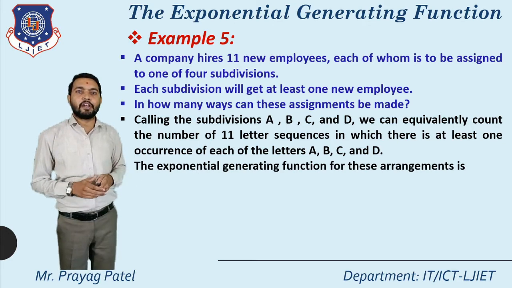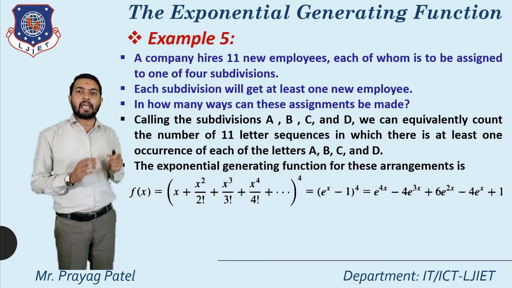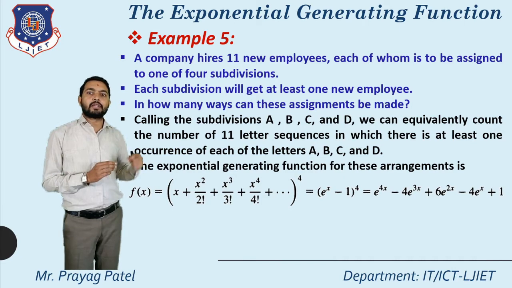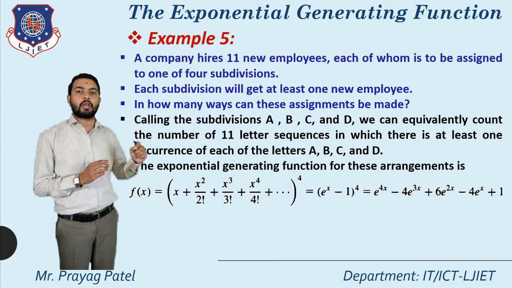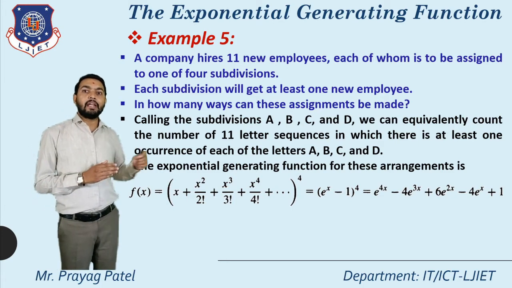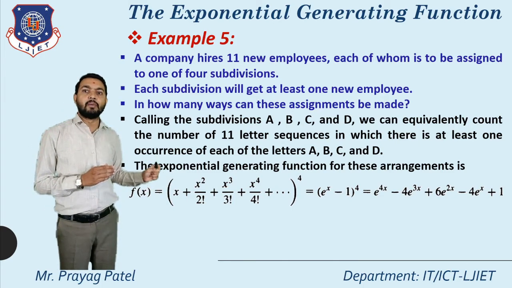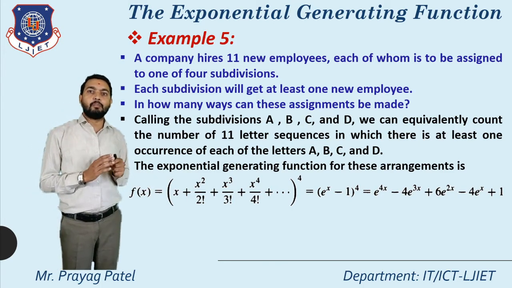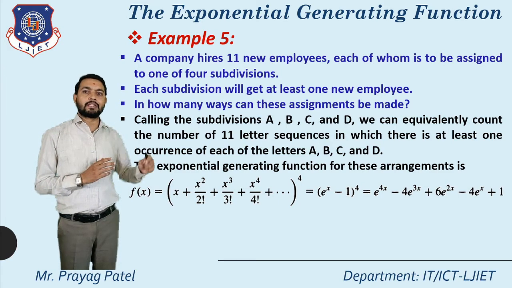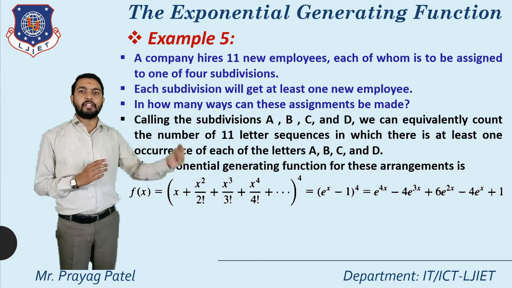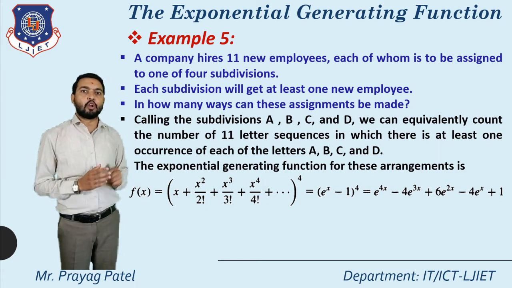Now the exponential generating function for this arrangement is f of x equal to x plus x square by 2 factorial plus x cube by 3 factorial plus x raised to 4 by 4 factorial, 4 times. Why do we write this type of equation? Here we remove the 1. Why do we remove the 1? Because no x raised to 0 is possible. We have to compulsorily give one employee to each subdivision. That means 1 is not possible.